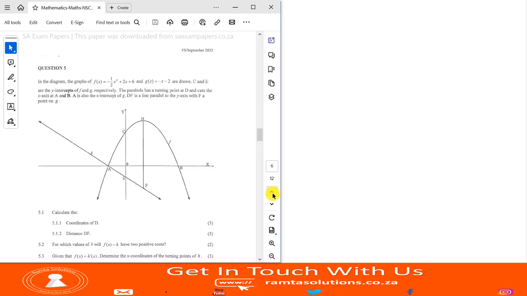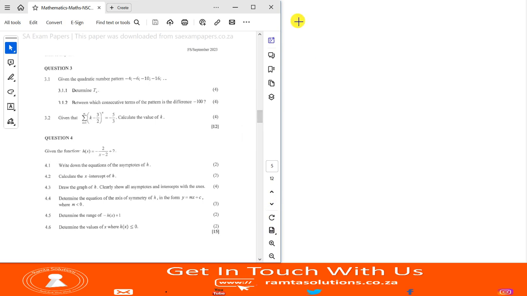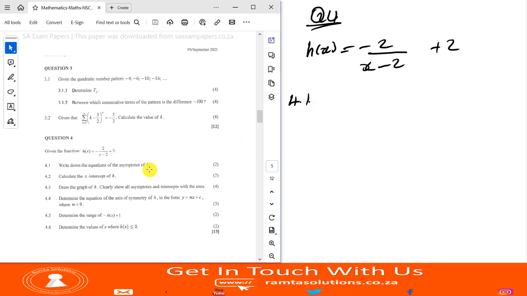So without any waste of time, let's get into it. Question 4. I'm not going to remind you how these functions look, because in some of the videos we did, we always broke down some of these things. Because I have been breaking down hyperbolas, let me not break it down this time. So let's get straight into the question. Here we have h of x equals -2 over x minus 2, plus 2. Moving on, 4.1 says write down the equations of the asymptotes of h.